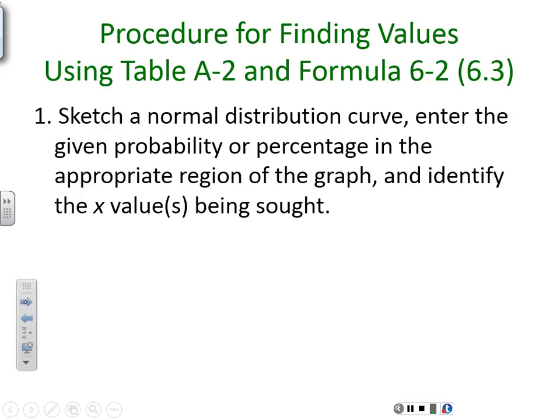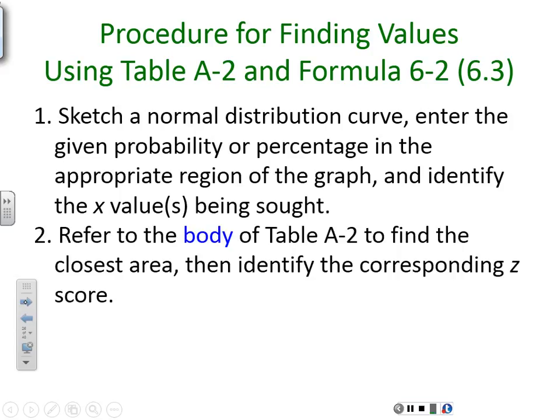Okay, if I wanted to go the other way, if I knew my areas and I wanted to find my z-scores, well, we're going to do the same kind of concept as we talked about with the standard normal distribution. We just have to do that transformation in here. Start off, sketch a normal distribution curve, enter the given probability or percentage in the appropriate region of the graph, identify your x values that you're looking for, refer to the body of your table to find the closest area and find the corresponding z-score.